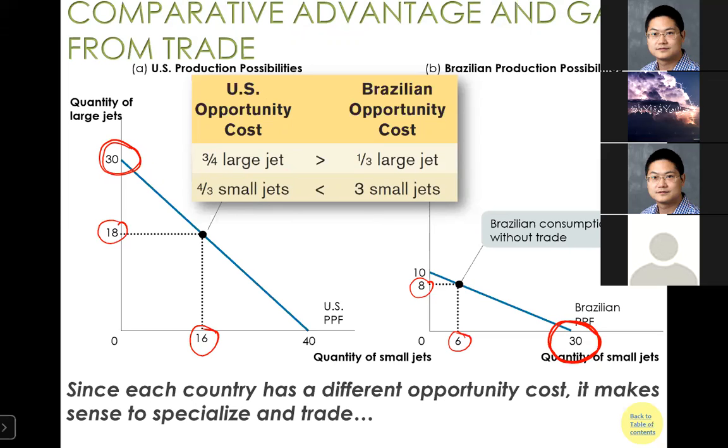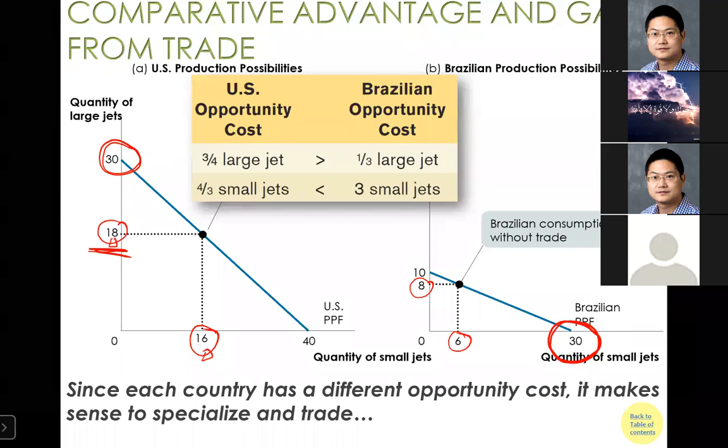Now, even without further calculation, you will immediately realize the world production is going to be more than you produced before trade. Why is that? We can do the simple calculation. Before trade, the world is going to produce 18 plus 8, which is 26 larger jets. Let me write down: before trade, 26 large. Before trade, they are going to produce 16 plus 6, which is 22 small jets.